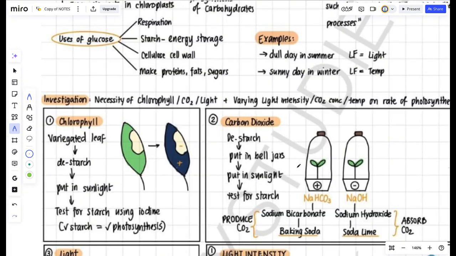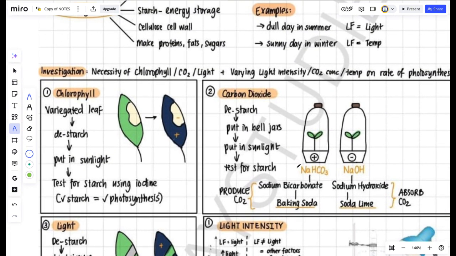Now let's take a look at the investigation we've talked about. We say chlorophyll can be variegated. You can get a variegated leaf. You remove starch from a leaf by de-starching. To de-starch a leaf is to cover a portion of the leaf and not let light go into that area. So then we can test for starch to see whether there will be starch or no starch. So all of this we've talked about.